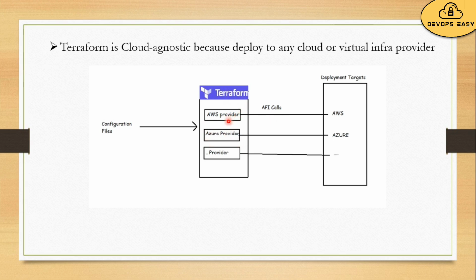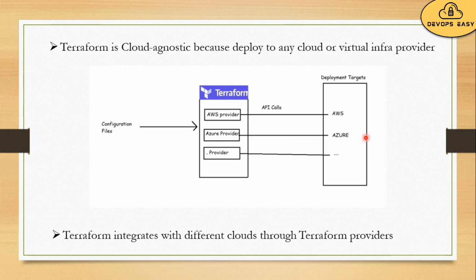And using API, so in the backend how will Terraform work? Terraform will use this provider, and using API calls it will create deployments in the target servers. It may be AWS or it may be Azure. If you don't understand, don't worry, try to watch the recording again. So Terraform integrates with different clouds through Terraform providers. This is the definition.